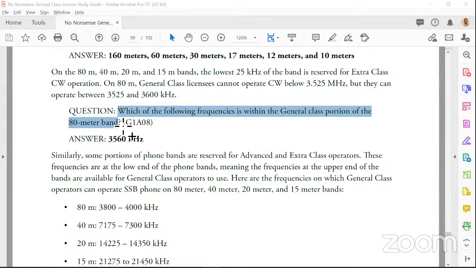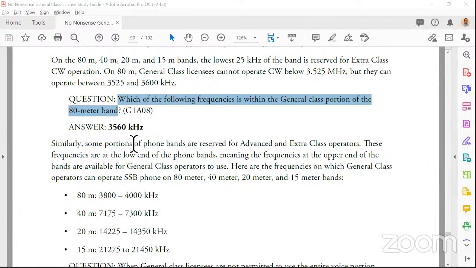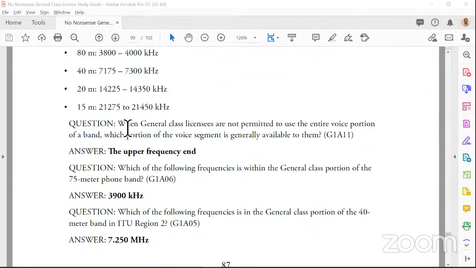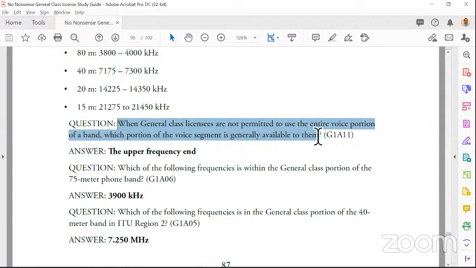Okay, so we know the 80-meter band. We'll have a chart a little later on that shows what that range is. And we just need to learn that. So for example, the 80-meter band, you know, it's 3 point something, or 3 something kilohertz, right? So 3560 is the correct answer. That is within the 80-meter band. All right, next question in the question pool.